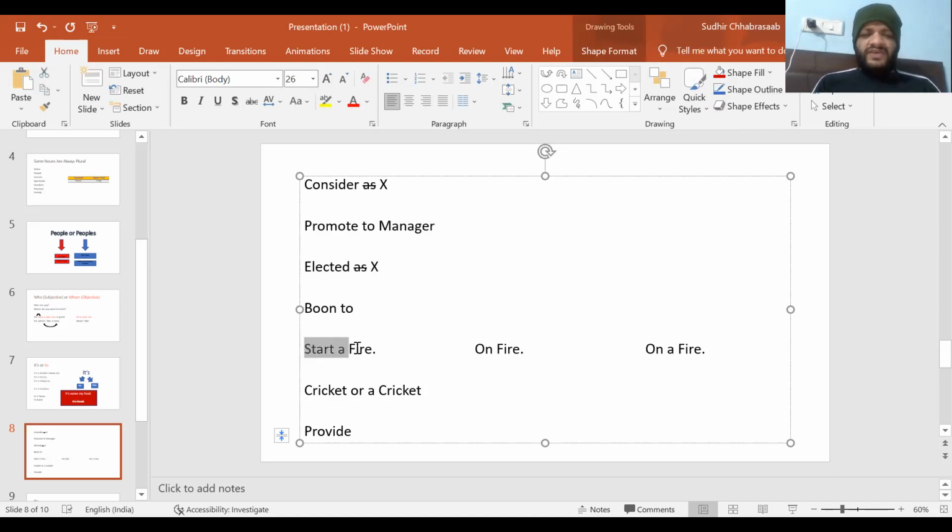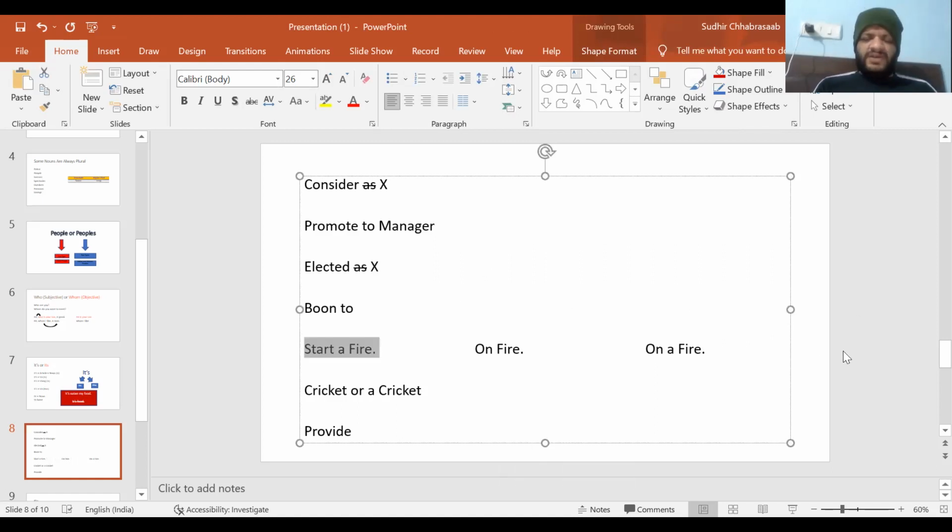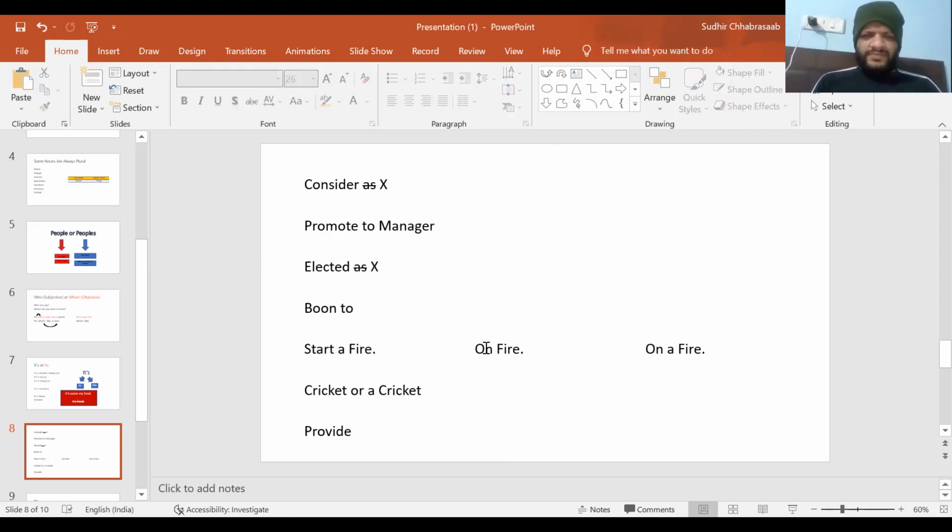So let's suppose you hated someone, and you wanted his house to burn down actually. So you went there, threw the kerosene all over and then you lit the house. So you started a fire. Don't forget the article here. Now, when you did that, the house was set on fire. When there is something that is burning, you say it is on fire.